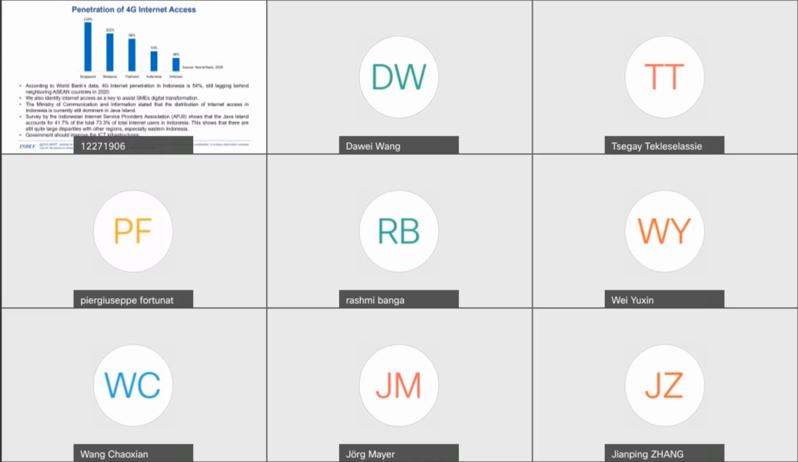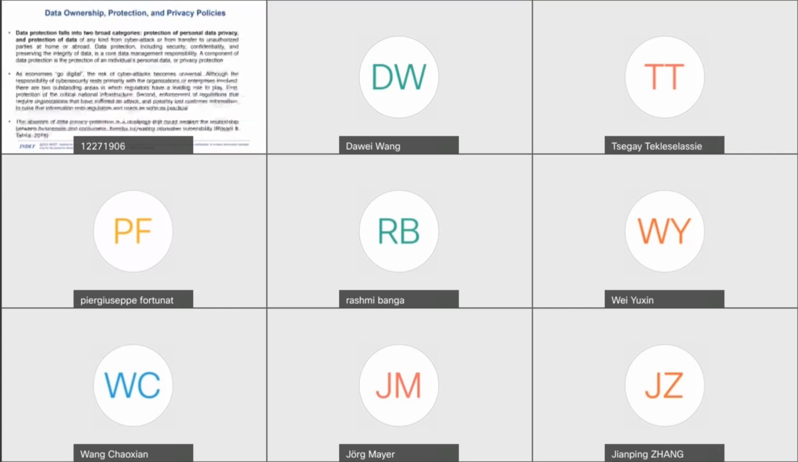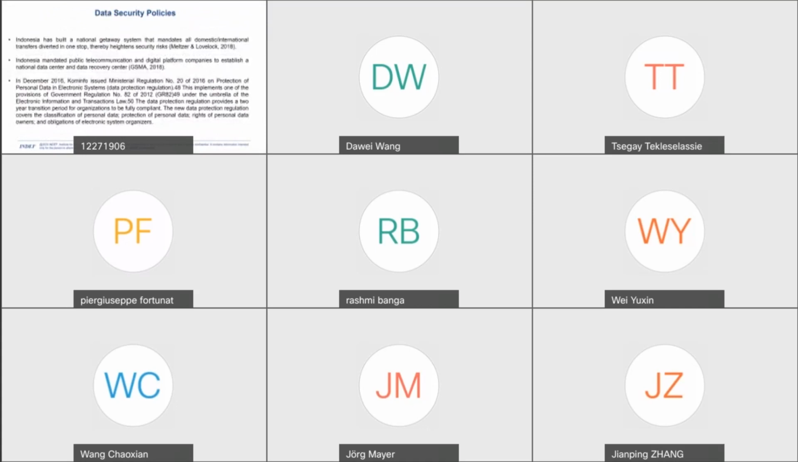A survey by the Indonesian Internet Service Provider Association told us that Java Island accounts for 41.7% of total internet users in Indonesia. So it's mainly focused on Java Island. That's a pity. However, we still have an absence of data privacy protection. This is a challenge here to improve our regulation on data protection to develop our digital economy in Indonesia. And we also have a lack of data security policy.